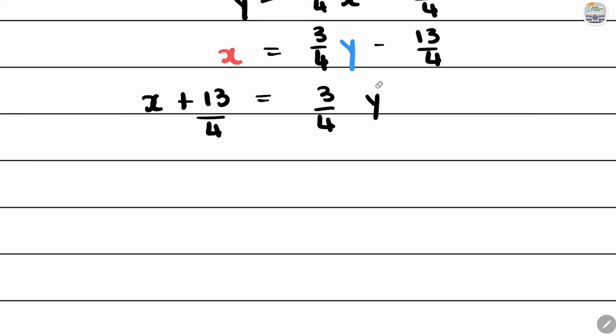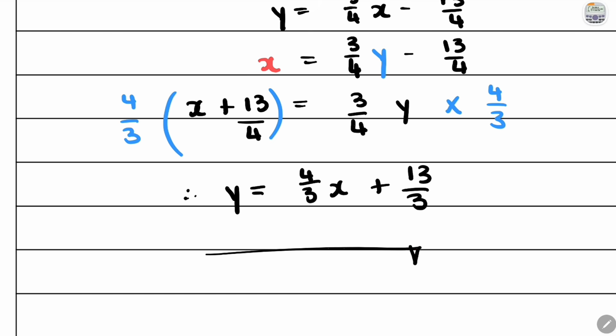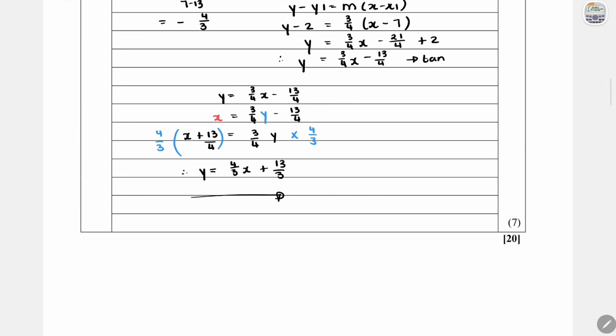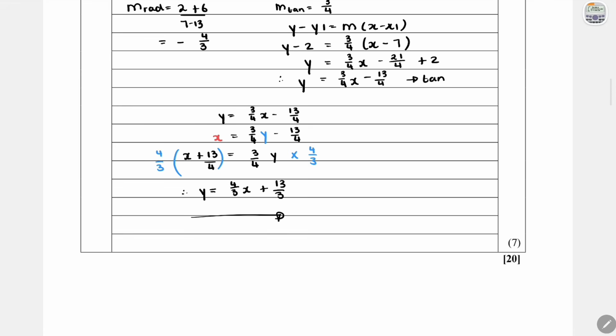You see, this is 3 over 4 that is multiplied to the y. So to get rid of it, you can divide both sides by 3 over 4, or we could just multiply both sides by 4 over 3. See, that will cancel and that will cancel diagonally. So times 4 over 3. And so the equation of the inverse of that tangent is simply 4 over 3 x, and then 4 over 3 times 13 over 4. The 4's cancel. So it's plus 13 over 3. And that is our answer. And that is the final question for question 2. So that is it for question 2.